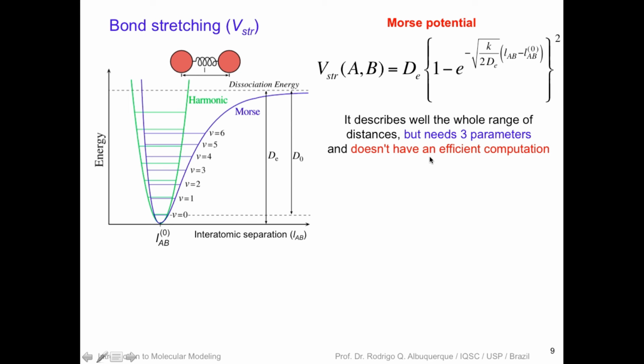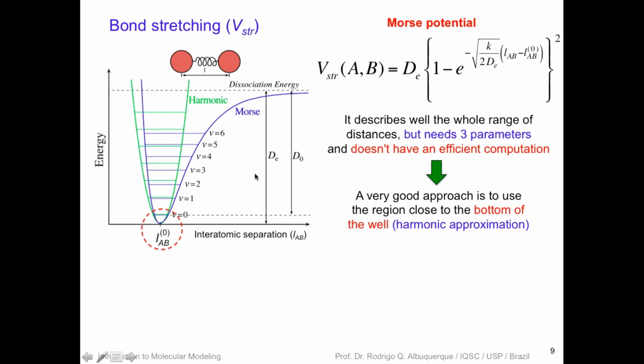So one approximation to solve this a little bit faster is to use the harmonic approximation, which consists in describing the bottom of the well. This green curve is the harmonic approximation, and we describe just the bottom of the well, where the blue and the green curves match pretty well. This green curve is a parabola, and this is the equation that's used to describe the potential energy for the bond stretching between two atoms.